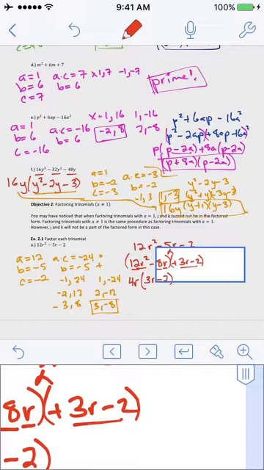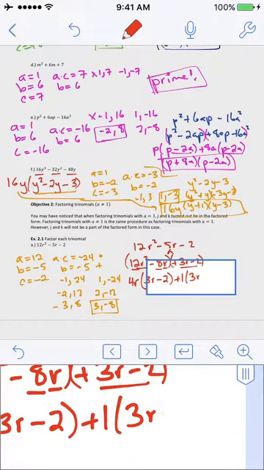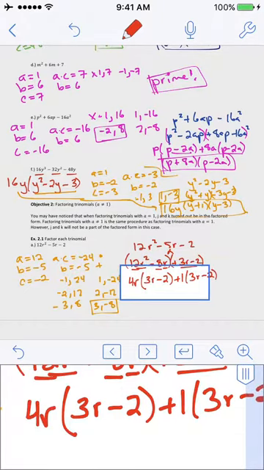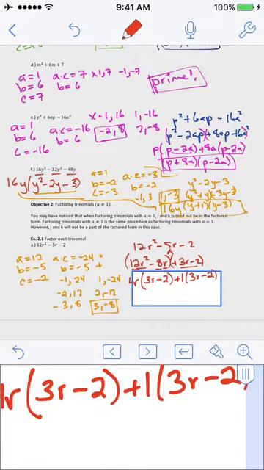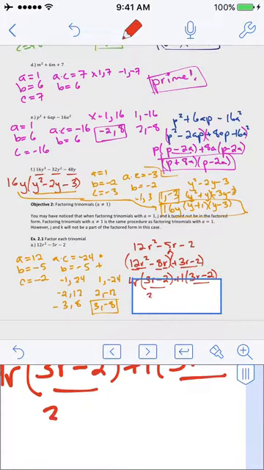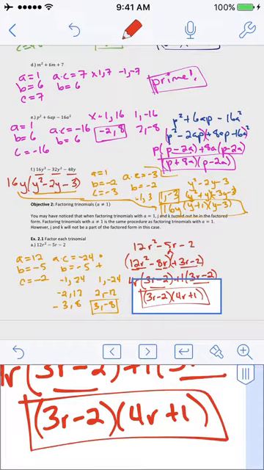Over here, those guys don't have anything in common except what? They have a 1 in common. Just like last time, so I can take out the 1. We've seen an example of this before. Not a big deal. Just take out a GCF of 1. These 2 guys match. I have 3r minus 2 times 4r plus 1. And I'm done. Ta-da! Cool.